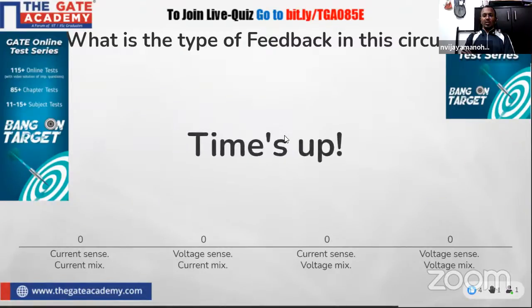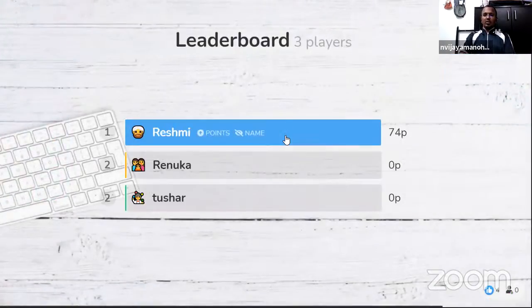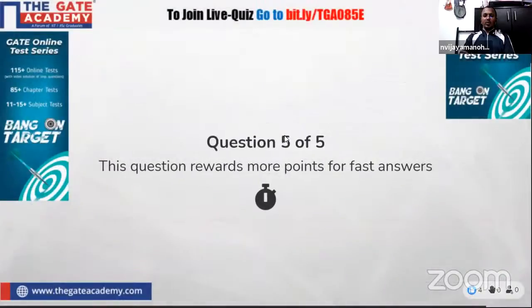Okay, let's see. The correct answer is current sensing, voltage mixing. Nobody has given the correct answer. So let's see. The final question is coming up.